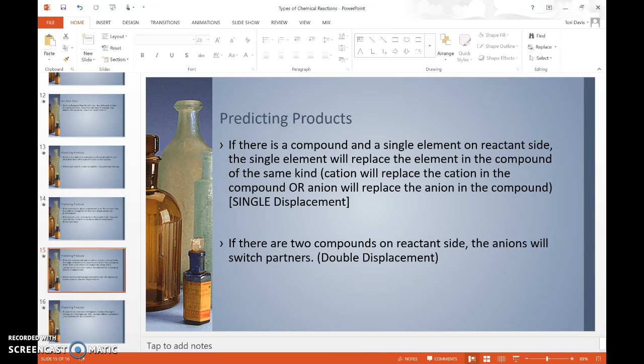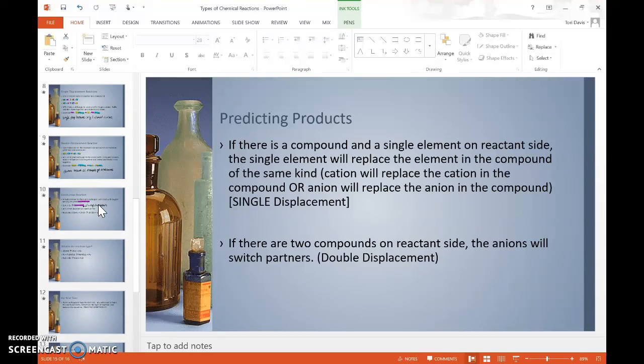Alright, so moving on. Now, probably the most challenging product prediction that there is going to be single displacement. And the reason for that is because when you have a single displacement, you have to figure out, is the single element a cation or is it an anion? Because it can only replace the similar element of the compound. So if there's a compound and a single element on the reactant side, the single element will replace the element in the compound of the same kind. So the cation will either replace the cation in the compound, or if it's an anion, it'll replace the anion.